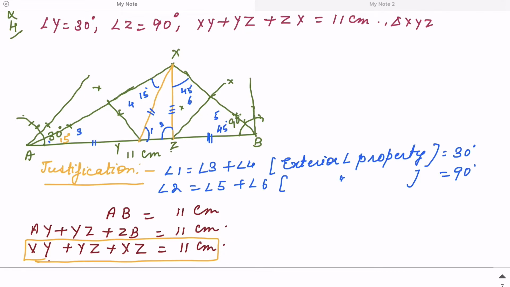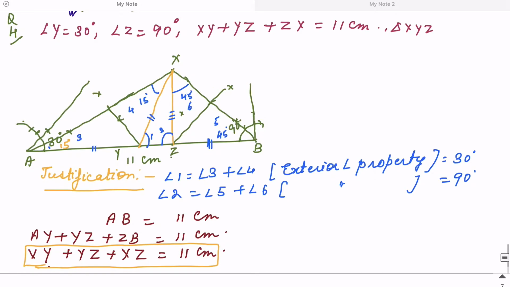Good morning everyone. Today I will take construction of class ninth, in which we have to construct the triangle when perimeter is given. In this question XY plus YZ plus ZX is given 11 centimeter and two angles are given. Then how to construct the triangle?